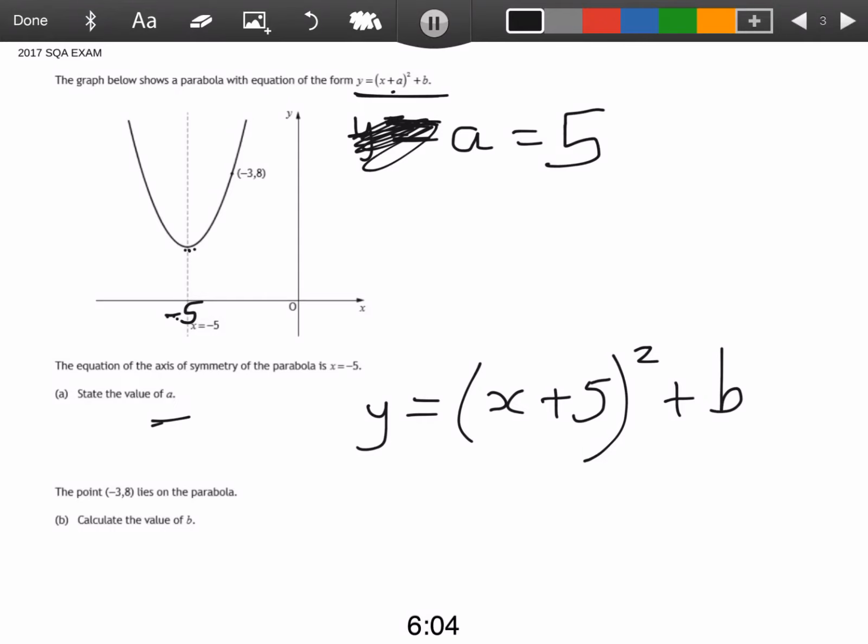If the turning point is at -5 on the x-axis, we write x plus 5. Remember, it's the opposite sign. So a is 5. Okay, we've already answered part A. A is 5.